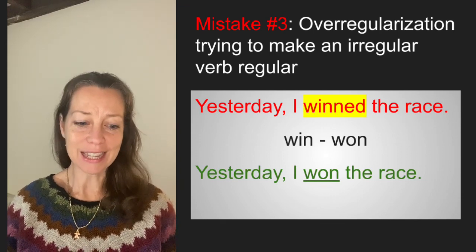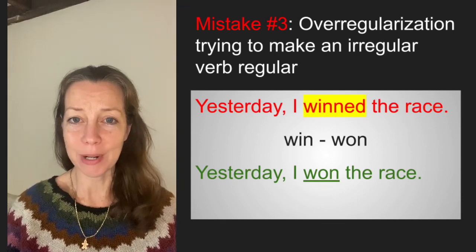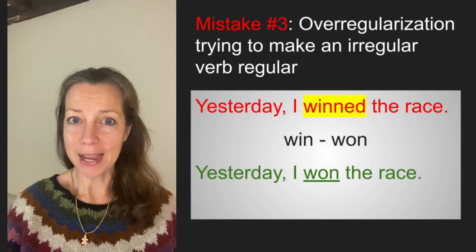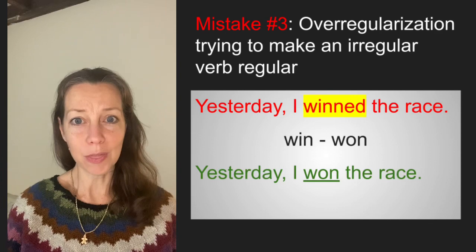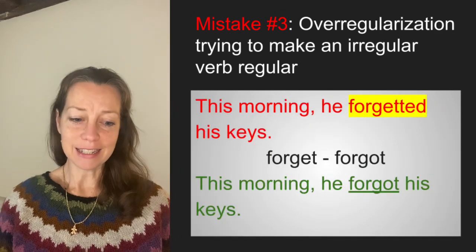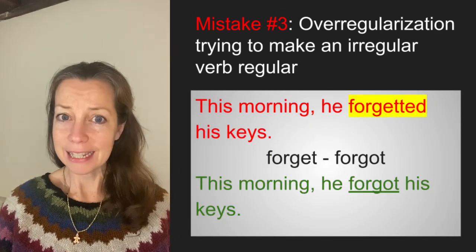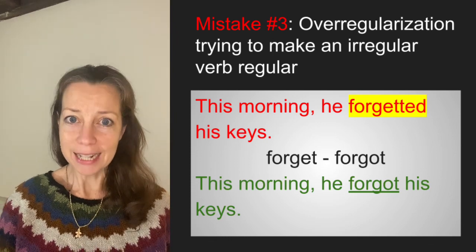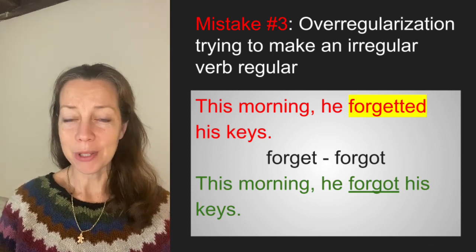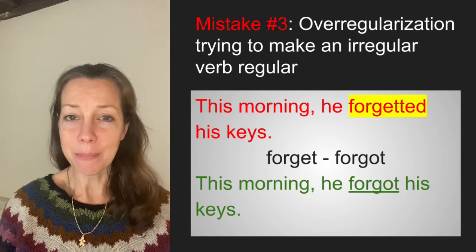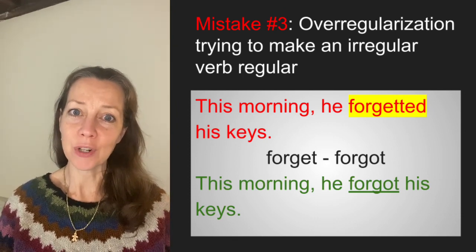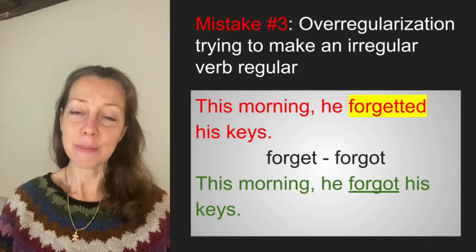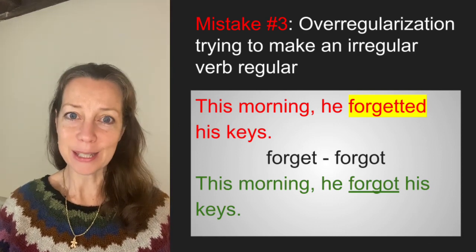So let's look at the sentence. Yesterday, I winned the race. Winned is incorrect. Won is correct. So yesterday, I won the race. In the next sentence, this morning, he forgetted his keys. Forgetted is not the correct form. You can tell they over-regularized it by adding that ed to the end. But the correct form is forgot. So this morning, he forgot his keys.